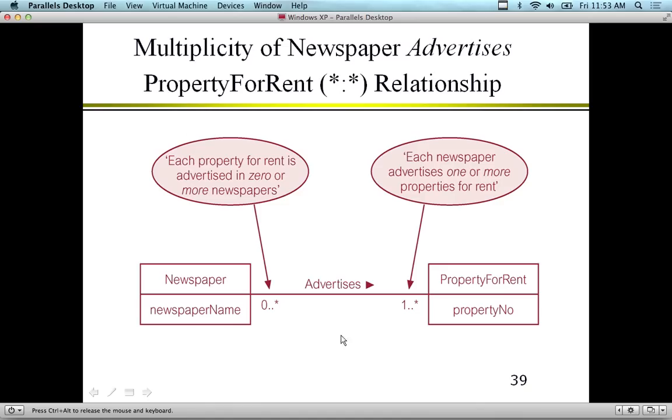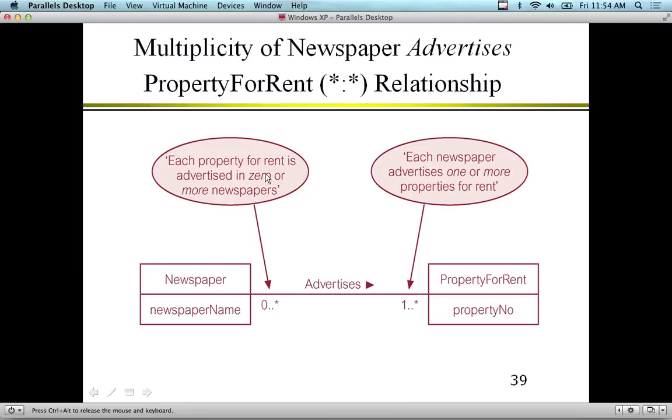So now, instead of one staff person per property for rent, we have newspapers over here. Maybe we have a newspaper that doesn't have any properties for rent in it. It's possible. Back when the economy was really good, we didn't have any properties for rent, and you just take the section out of the newspaper because it's empty. You don't need it. So newspapers are not required to show properties for rent.